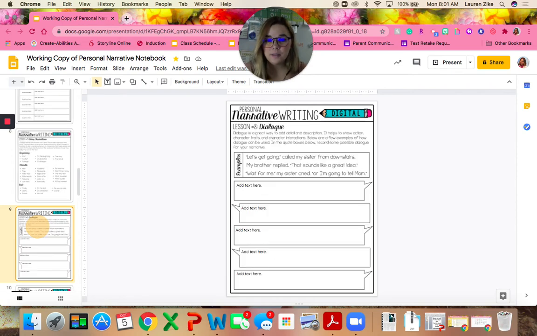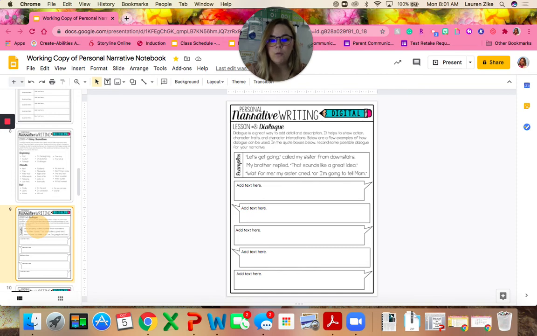Our next lesson, lesson 8, is on dialogue. Dialogue just means people talking, so things that people are saying. And dialogue is a really great way that we can add detail and description to our story. It helps to show the actions, character traits, character interactions. So there's a couple of examples below.